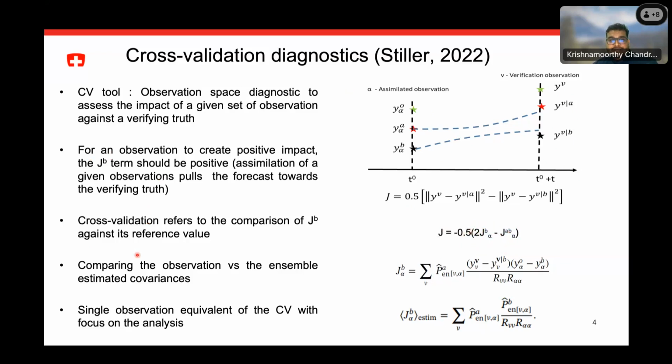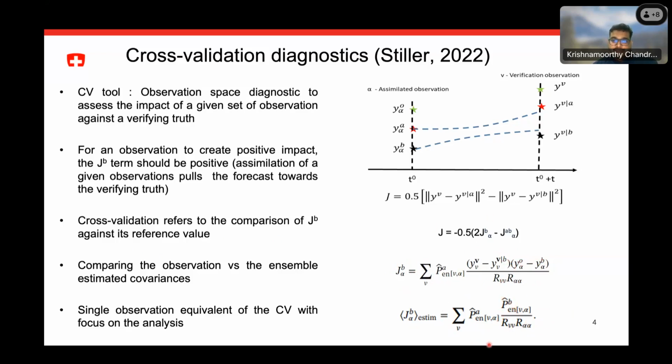The name cross-validation basically refers to comparing the values of J_B against its reference values, which is given by the last formula. Comparing these two terms basically amounts to comparing the error covariance estimated between the verifying observation and the assimilated observation, versus the background ensemble estimated variance.